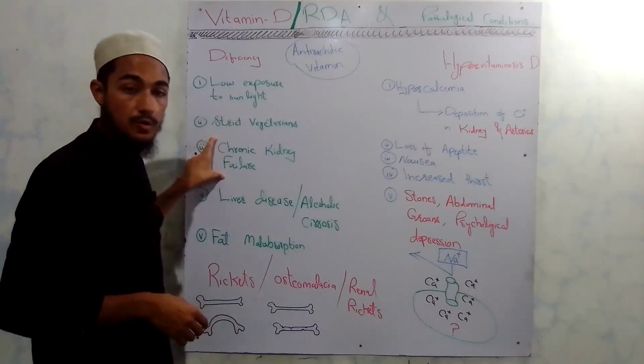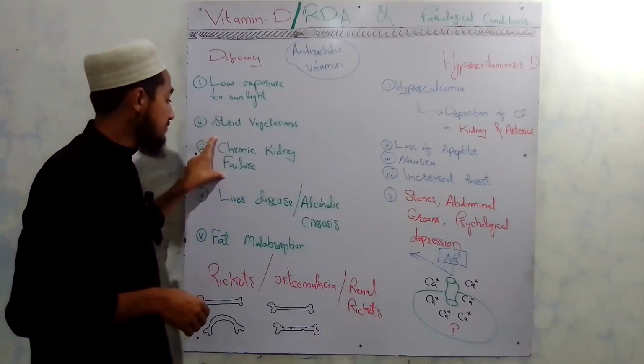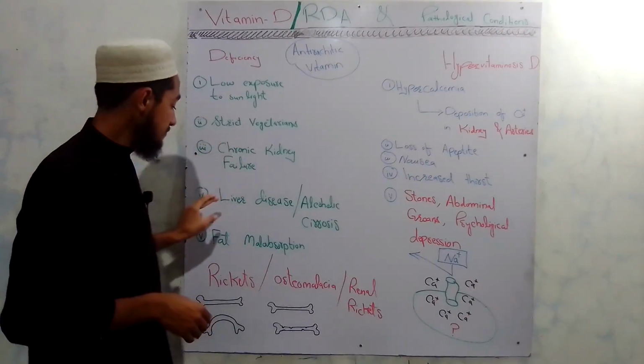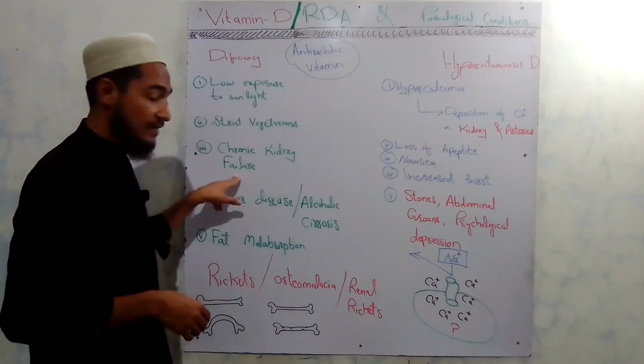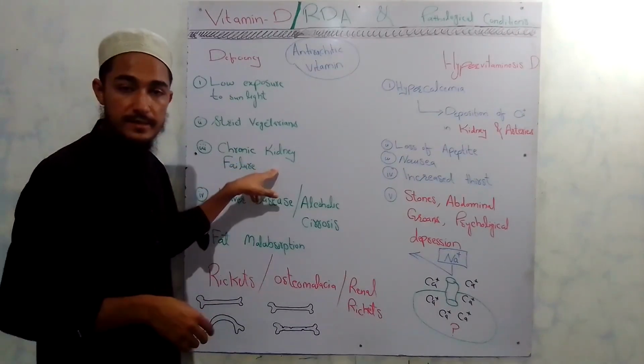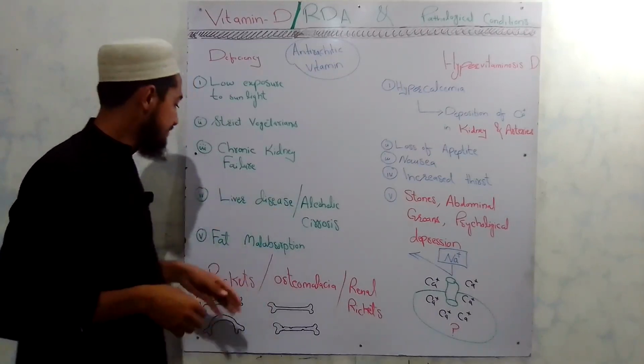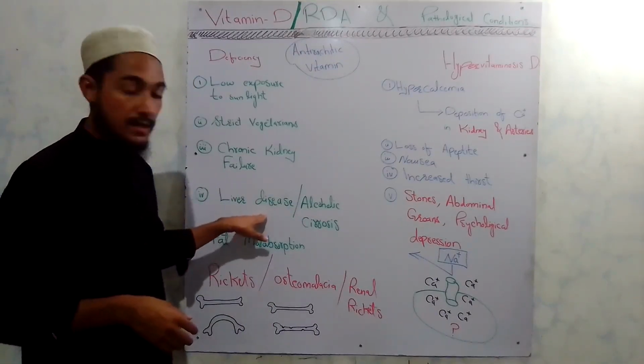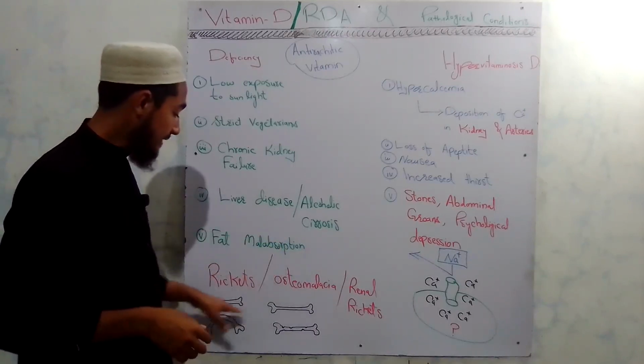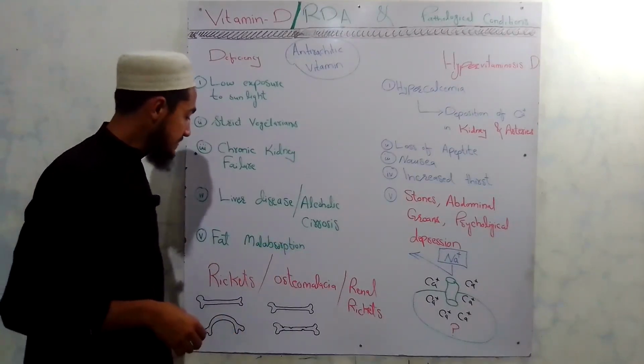These conditions also develop in people who are strictly vegetarians. Then people affected by chronic kidney failure also develop these conditions. Chronic kidney failure is caused when both of your kidneys fail to work. Then liver disease and alcoholic cirrhosis are also causes of rickets, osteomalacia, and renal rickets.